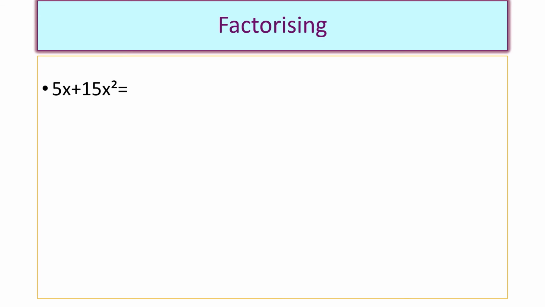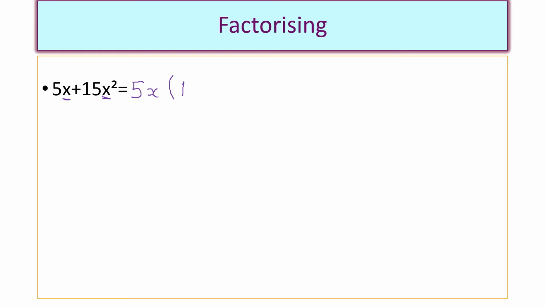Okay, we have a few more examples here. So I've got again numbers and letters involved. So the highest common factor here will be 5x, because 5 is the highest number that goes into 5 and 15, and x is the letter in both terms. Then 5x times what is 5x?